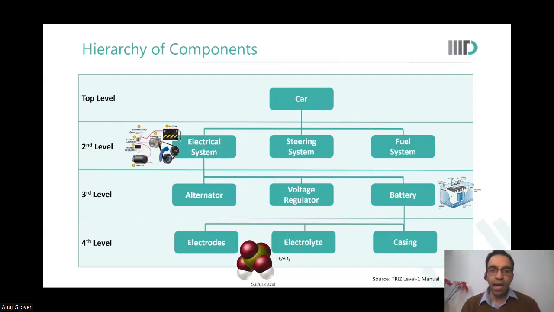And now, whichever level I want to work on, I can do component analysis at that level. When I'm talking of component analysis at the electrical system level, I will talk only of alternator, starter, voltage regulator, battery, and so on. I will not talk about electrodes of the battery in the same component analysis. I will not talk about the transistors inside the voltage regulator in the same analysis.